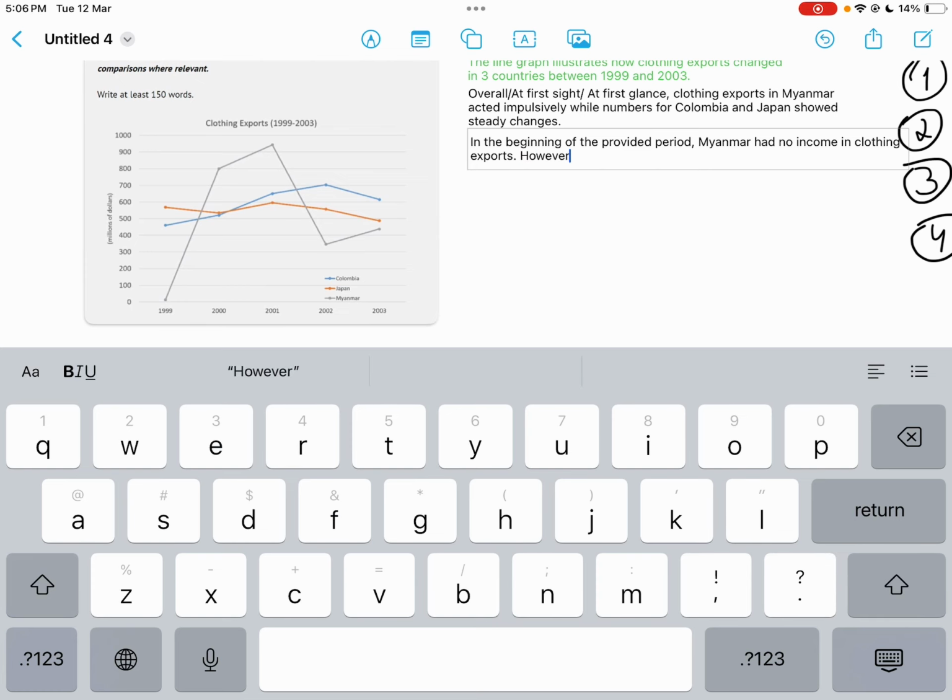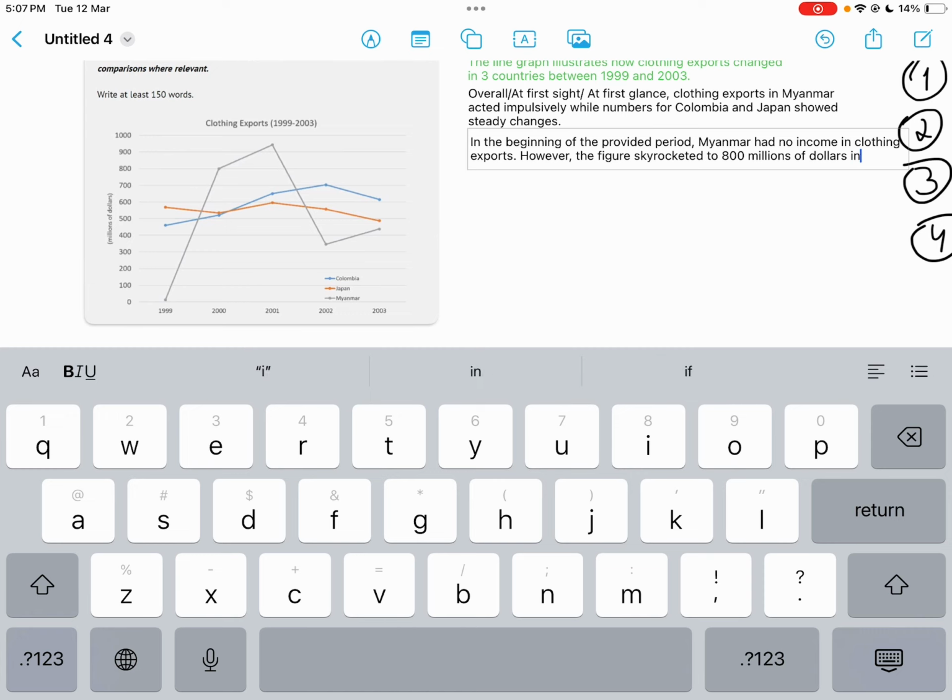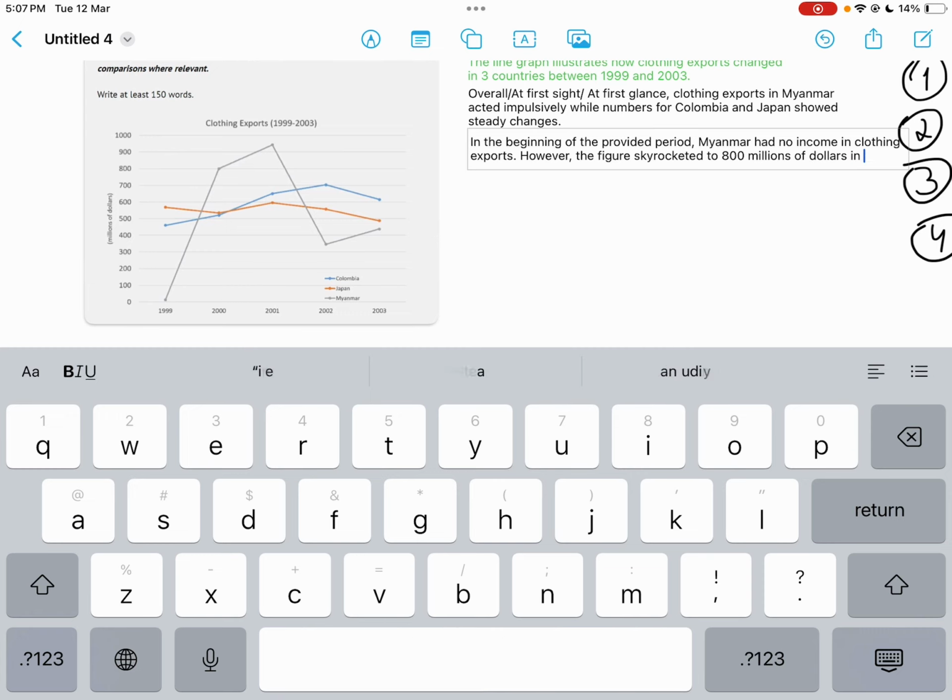However, the figure, how to write, skyrocketed to 800 millions of dollars in, okay, in what year? In 2000. Okay, let's write in 2000.